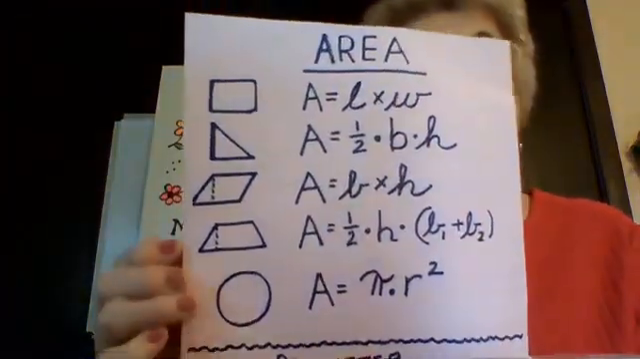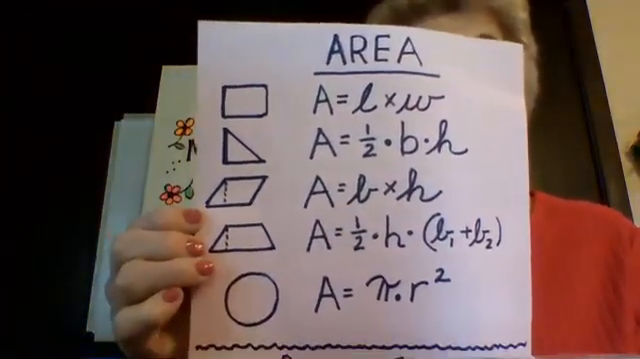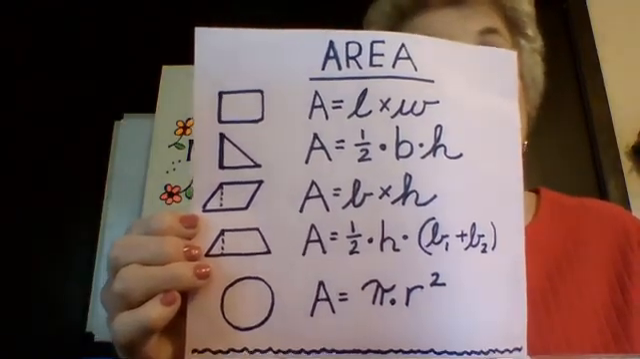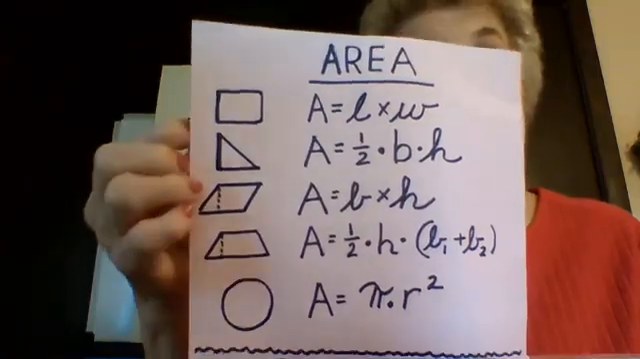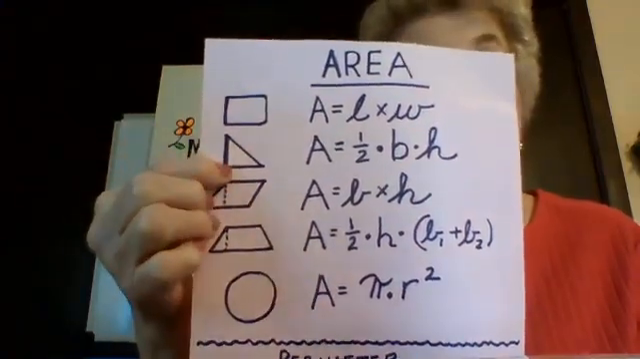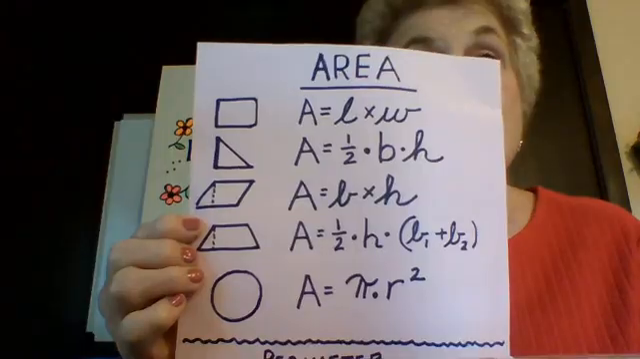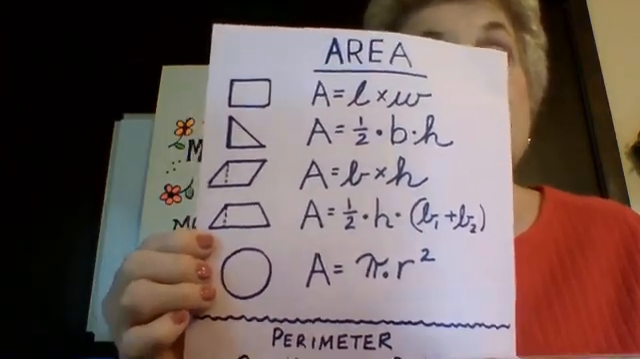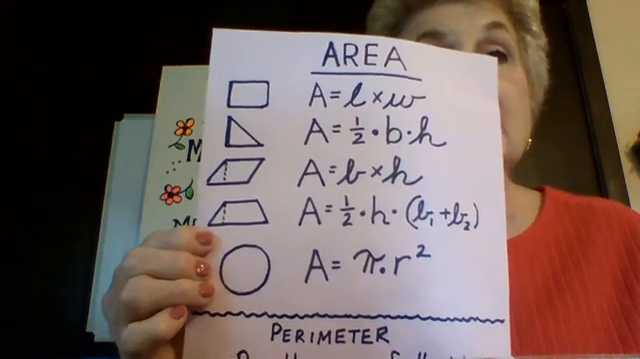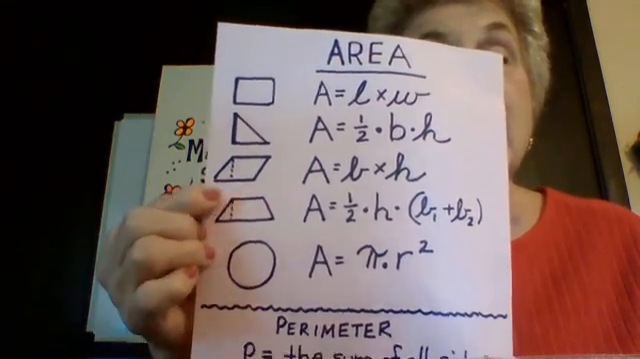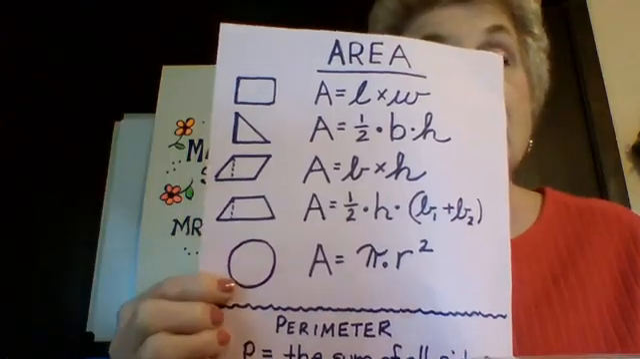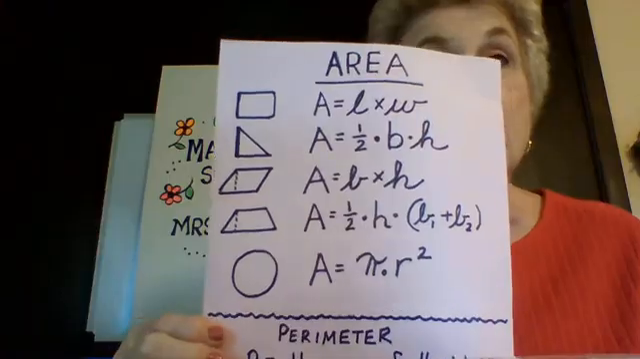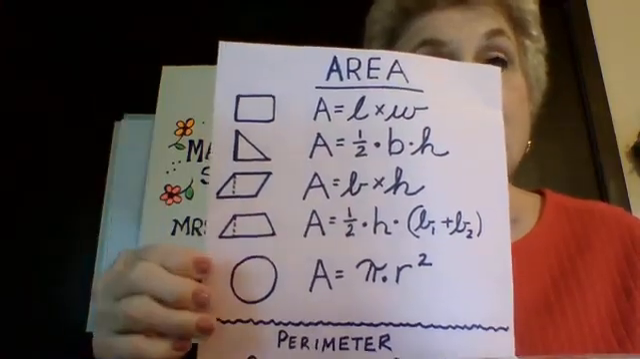Okay, we talked about area of a rectangle. Area equals length times width. That could also apply to area of a square. Area of a triangle is half of the base times the height. The area of the parallelogram is the base times the height. The area of a trapezoid is half of the height times base 1 and base 2. And the area of a circle is pi, 3.14, times the radius squared. Make sure you have that for area on your card.